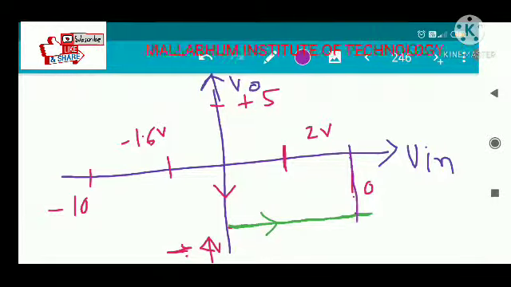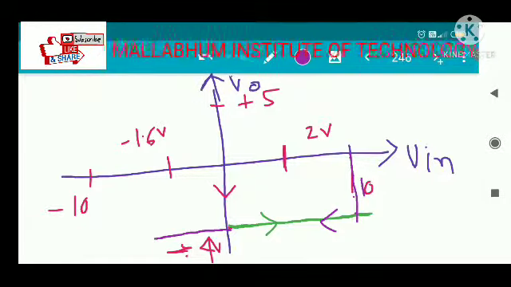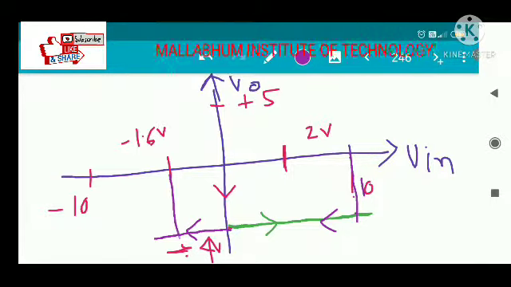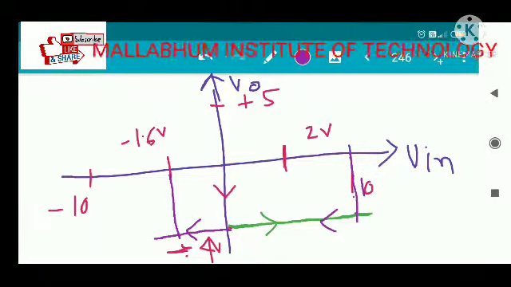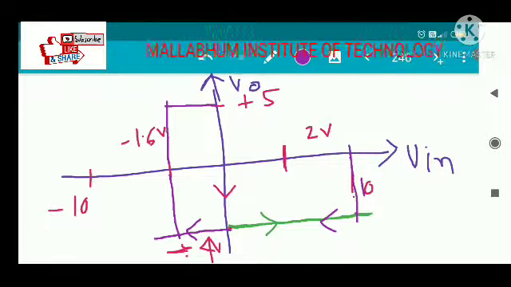Next, what happens after going to 10 volt, the input is going to decrease in this fashion. As long as the input is going below 1.6 volt, when the input goes below 1.6 volt, the output will again switch to plus 5 volt.